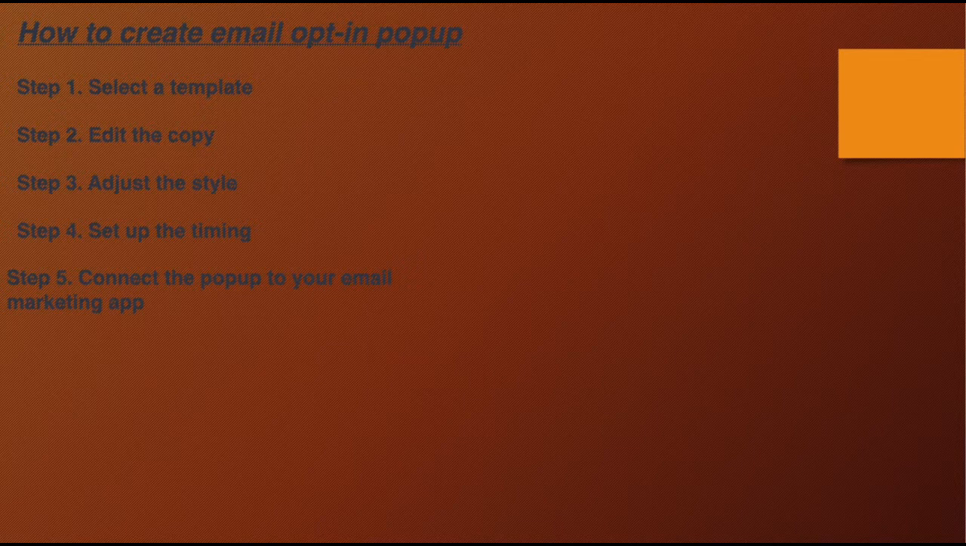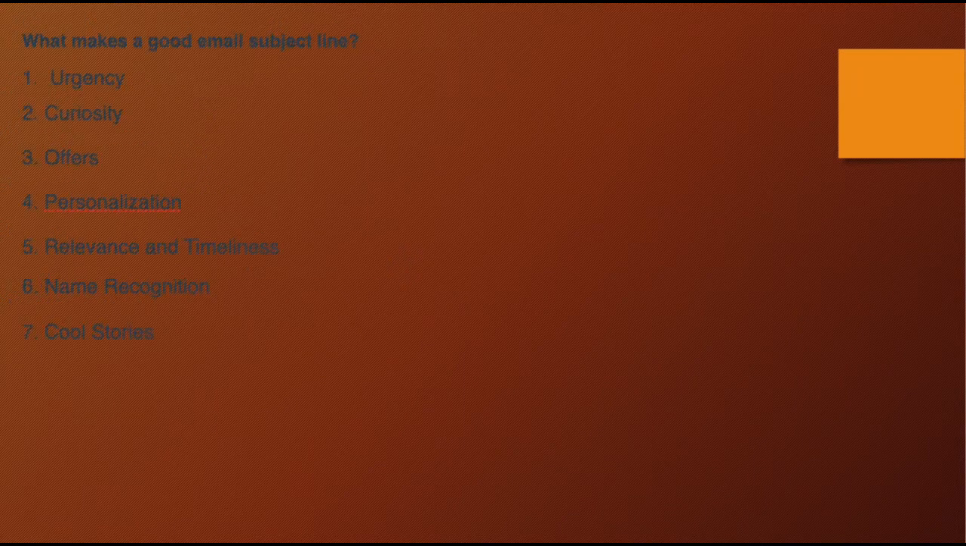Let's see how to create an email opt-in pop-up. Step 1. Select a template for the pop-up. Step 2. Edit the copy and adjust the style. Now, set up the timing. And lastly, connect the pop-up to your email marketing app.